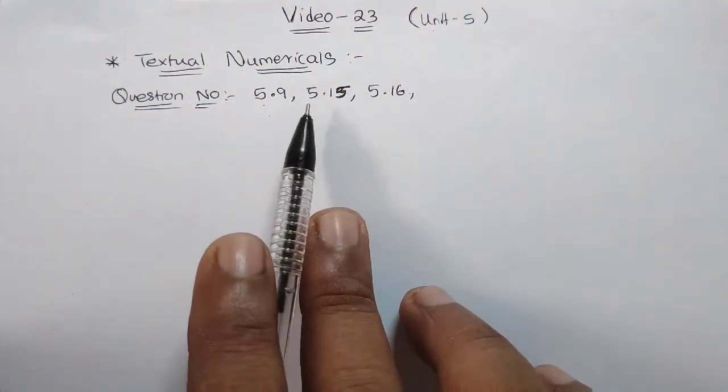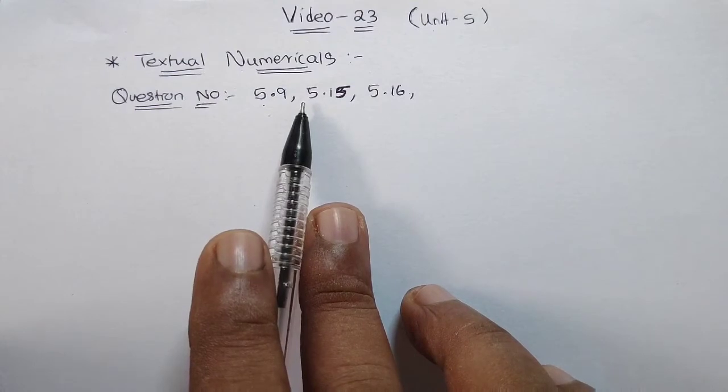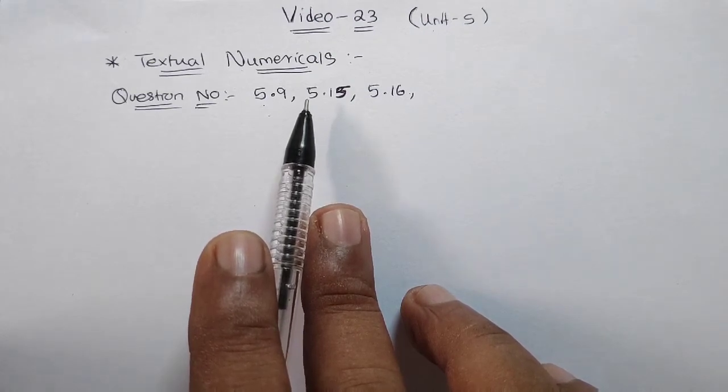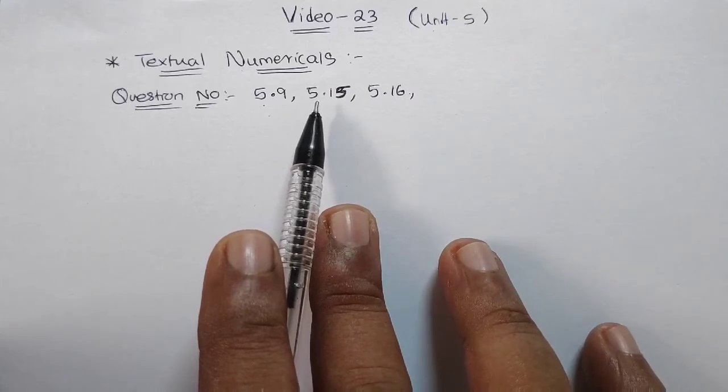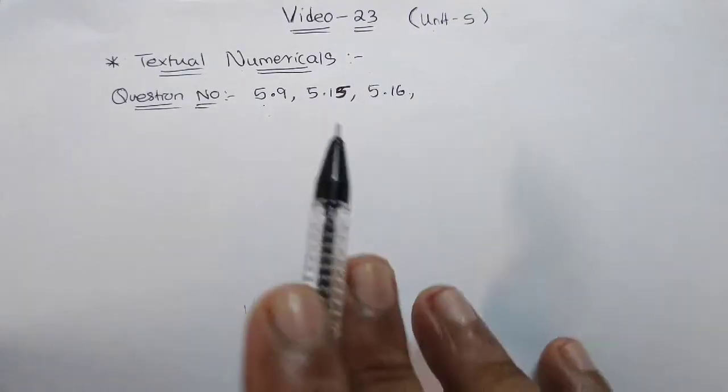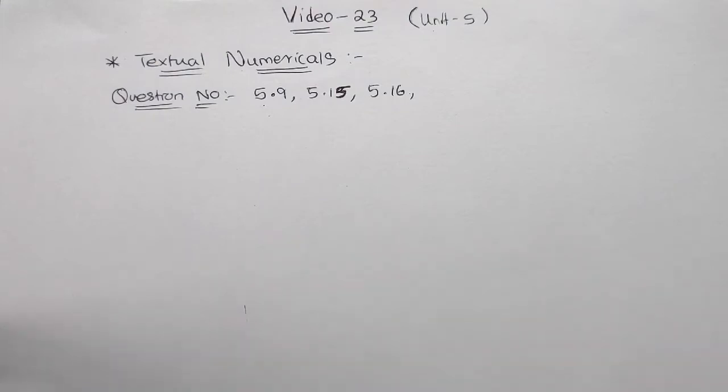Now if you see here, 13 and 14 are not there, clear, so that we will study in the first chapter, the basic concepts of chemistry. In that chapter we'll be discussing the 13 and 14 numericals. Now at present 5.9, 5.15 and 5.16 we are going to discuss.